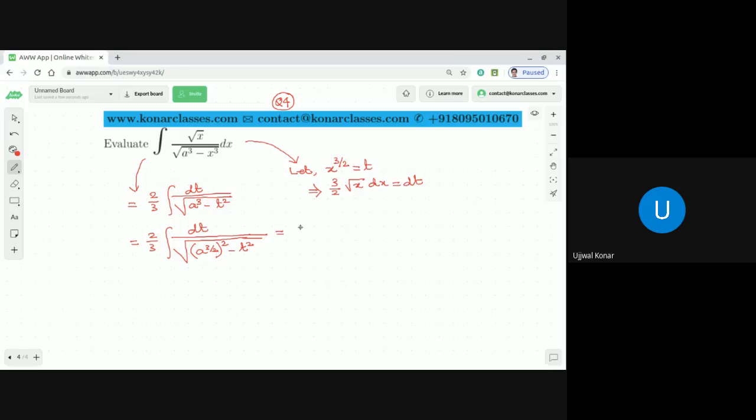What is the formula? If you recall, integral of 1 by square root of a square minus x square is equal to sine inverse x by a. So it will be sine inverse of t by a to the power 3 by 2 plus c, where c is the integrating constant. Correct or not? Now, what is the value of t? That you need to apply back. t is nothing but x to the power 3 by 2. So we can write 2 by 3 into sine inverse of x to the power 3 by 2 by a to the power 3 by 2, plus c. And that is the answer.